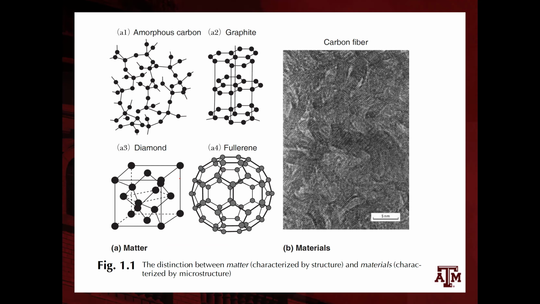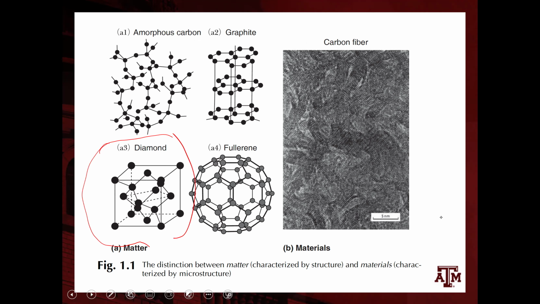The other tool at our disposal to make different materials is the microstructure. And that could be at different scales. Even a specific material like carbon, which is of course one of the most fascinating elements, could have different crystal structures, so different phases. We're going to talk about that in this course.